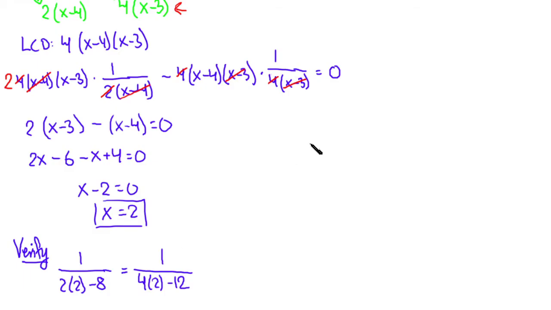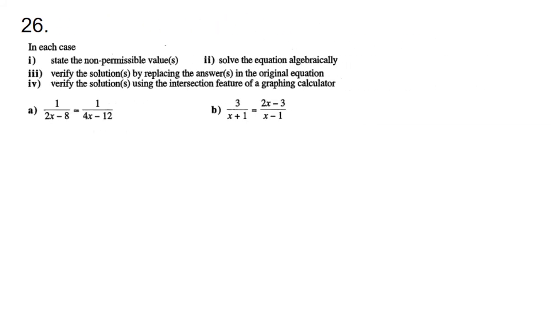Now, let's go back to this question here, and we do have a B question as well, right there. So let's do the same thing with the B question. We first want to state the non-permissible values. If we look at the denominator, we can see that it's going to be positive or negative 1. Those are our restrictions.